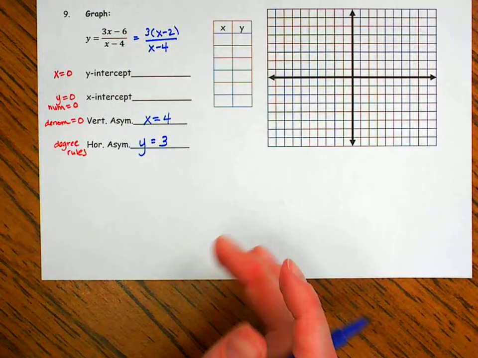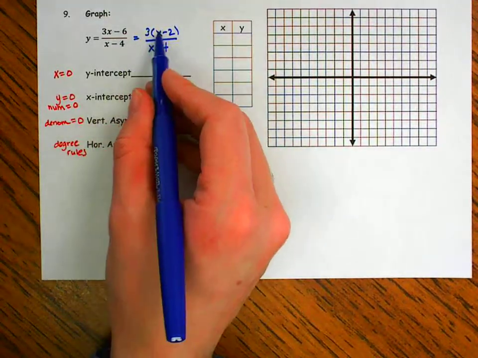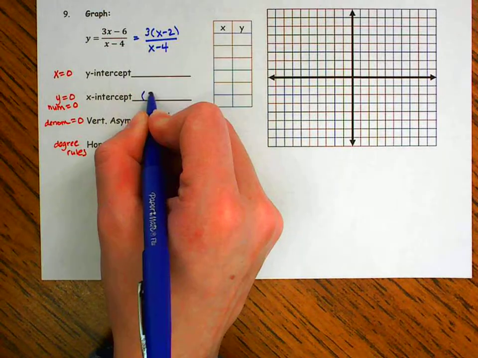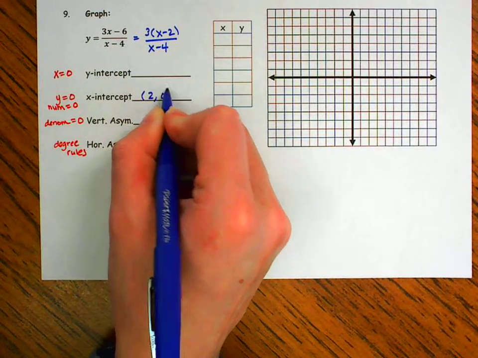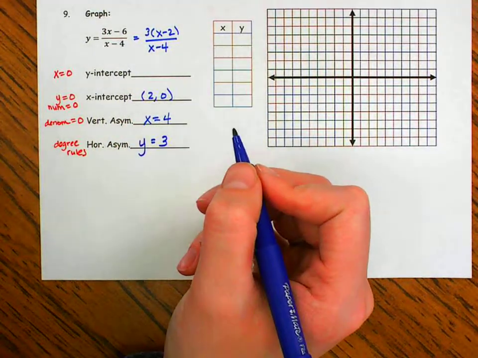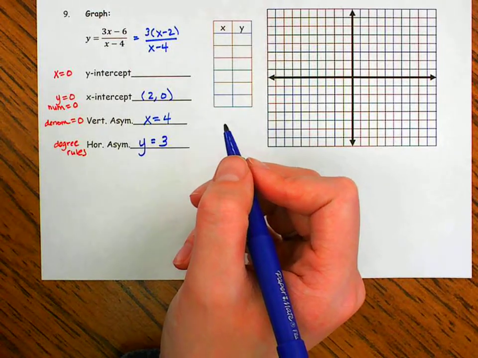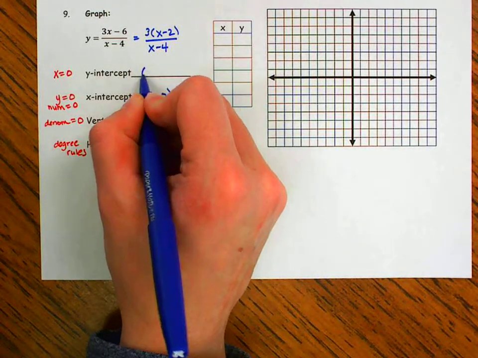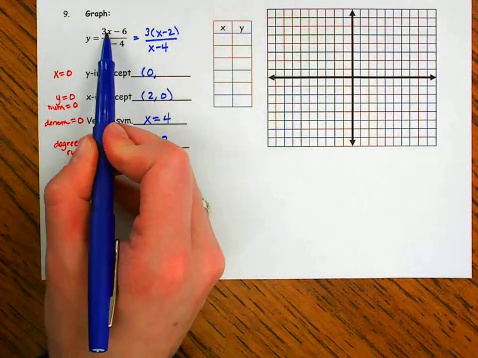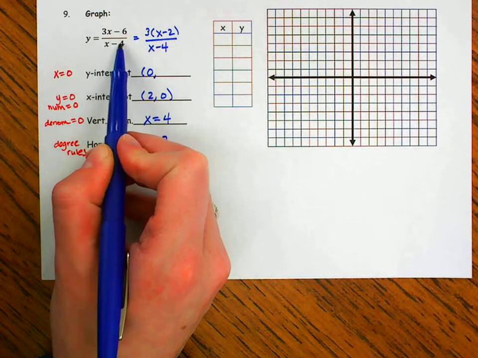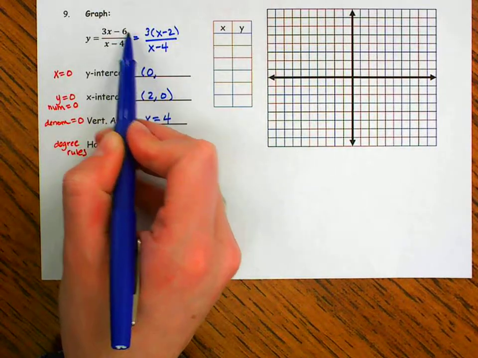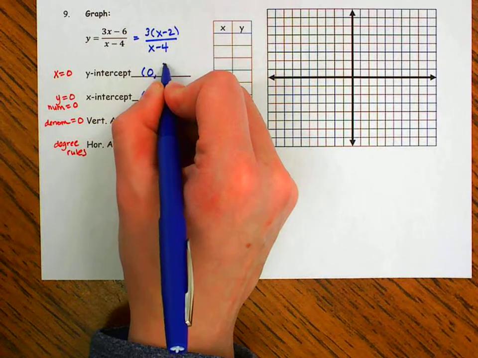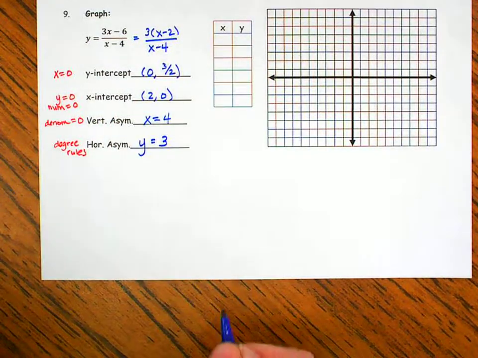Okay, my x-intercept is when the numerator equals 0. The numerator is 0 when x is 2, so if I plug in 2, I should get out 0. Okay, and now let's do the y-intercept. The y-intercept says when I plug in 0, what do I get out? Well, it's going to be 0 minus 6 over 0 minus 4. So that negative 6 and that negative 4 are left over. That simplifies down to 3 halves.